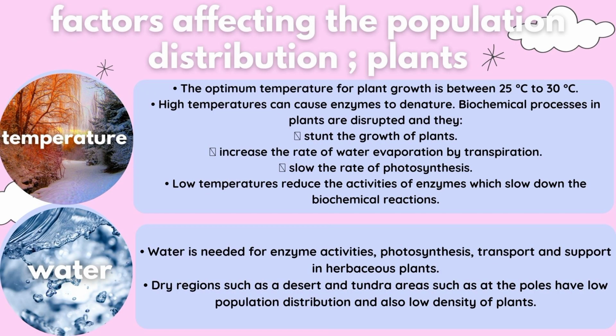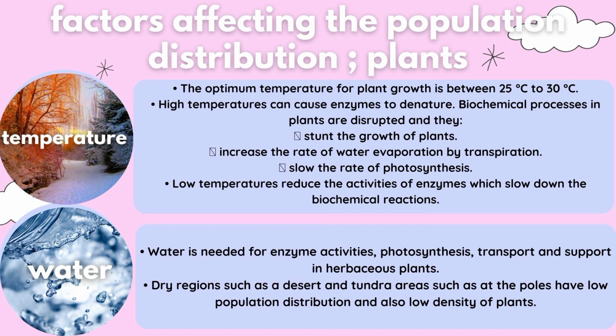There are factors affecting the population distributions of plants, one of it being temperature. The optimum temperature for plant growth is between 25 Celsius to 30 Celsius. High temperatures can cause enzymes to denature. Biochemical processes in plants are disrupted, and they stunt the growth of plants, increase the rate of water evaporation by transpiration. They also slow down the rate of photosynthesis. While low temperatures reduce the activities of enzymes which slow down the biochemical reactions.